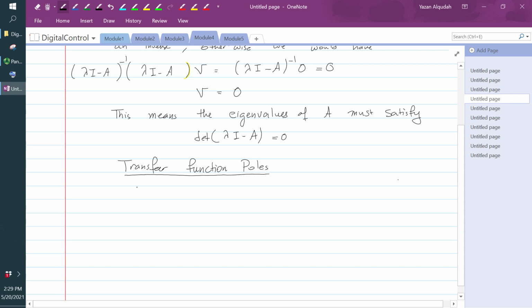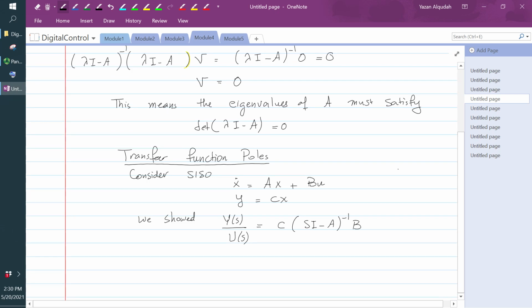So let's consider a single input, single output system that is represented by x dot equal A multiplied by x plus b multiplied by u, and y equal to c multiplied by x. Now we showed before that if I want to get the transfer function from the state space representation, y of s divided by u of s is equal to c multiplied by (sI minus A) inverse multiplied by b.